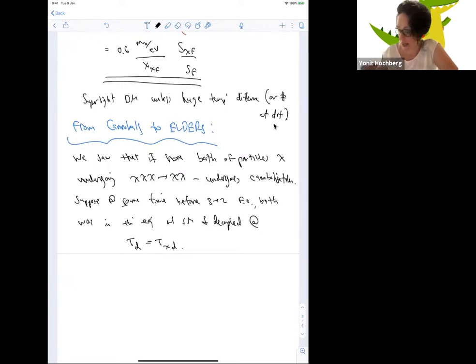Now, after decoupling, this 3-to-2 process is going to freeze out. Once the sectors have decoupled, each sector redshifts independently. In each sector, the entropy is separately conserved. And so we can write that the ratio of entropy of the dark sector at freeze out compared to the standard model at freeze out is the same as the ratio of entropies at the time of decoupling, because they redshift the same.